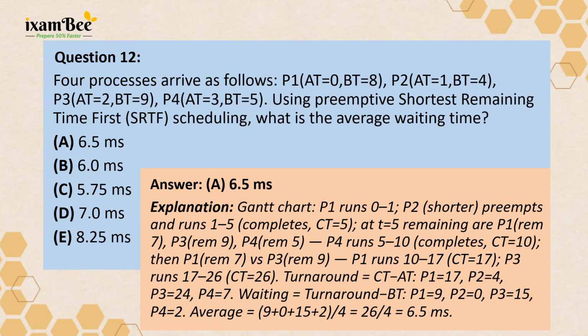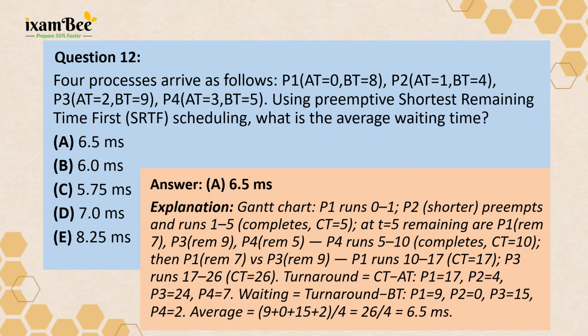Waiting time is turnaround minus burst time. So for P1 it is 17 minus 8, which is 9. For P2 it is 4 minus 4, which is 0. For P3 it is 24 minus 9, which is 15. And for P4 it is 7 minus 5, which is 2.